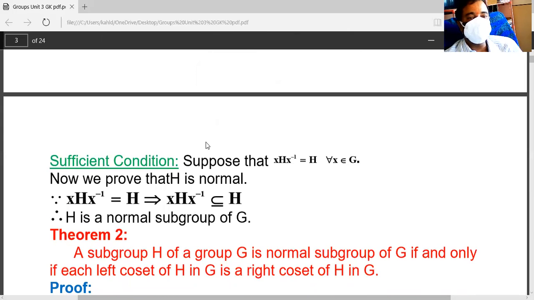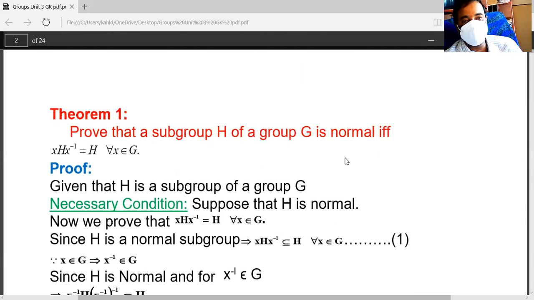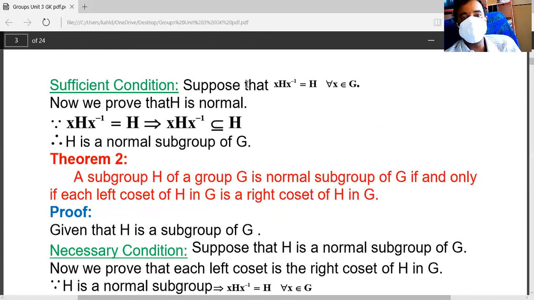Now we go to the sufficient condition. What is the sufficient condition? What is the necessary condition? We have taken H is normal and we proved x inverse Hx is equal to H. Now we are going to the sufficient condition. What is that? We have to take x inverse Hx is equal to H, and we want to prove that H is normal. That's what I am writing here: suppose that x inverse Hx is equal to H. We have taken this condition and we want to prove that H is normal.